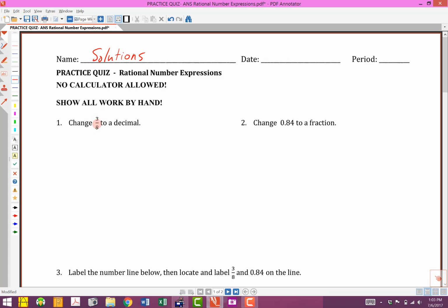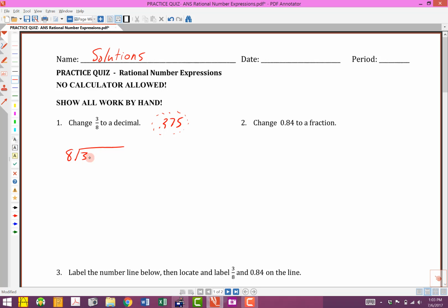It says change 3/8 to a decimal. Now if you've got this memorized, you're in great shape. We know the answer is going to be 0.375, but you've got to show some work for this. So there's the answer, and the work would be this. Remember, this is 3 divided by 8, or in other words, 8 into 3. So 8 goes on the outside, 3 goes on the inside.